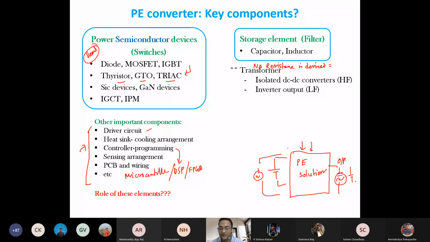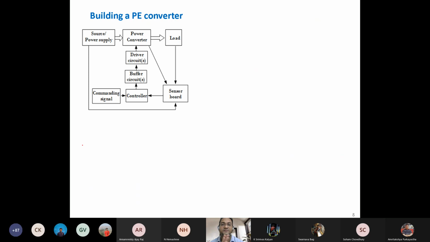Okay, so now I'll try to tell you. I gave you a brief idea of how power electronic elements look like. Now, if I ask you, let's say, please develop a DC to AC converter for me, and I want my output voltage to be controlled, sinusoidal. So how do you do it?